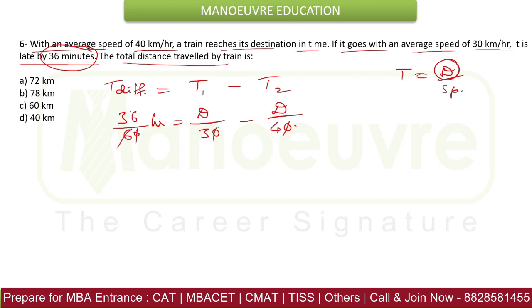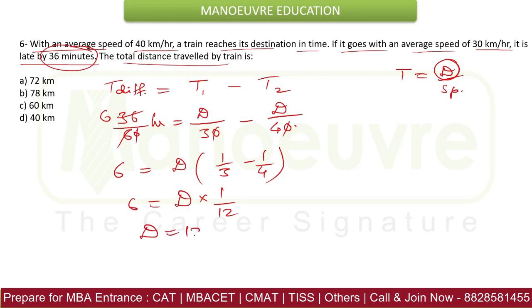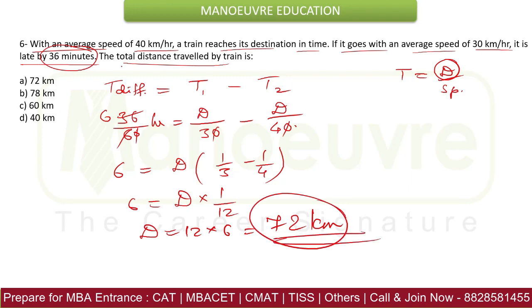This will be 6 ones and 6 sixes. So 6 will be equal to, if I take d common over here, 1 by 3 minus 1 by 4, that will be equal to 4 minus 1, this will be 1 by 12. So d will be equal to 12 into 6, that will be 72 kilometers. So that will be the total distance travelled by the train. Option A will be the answer over here.